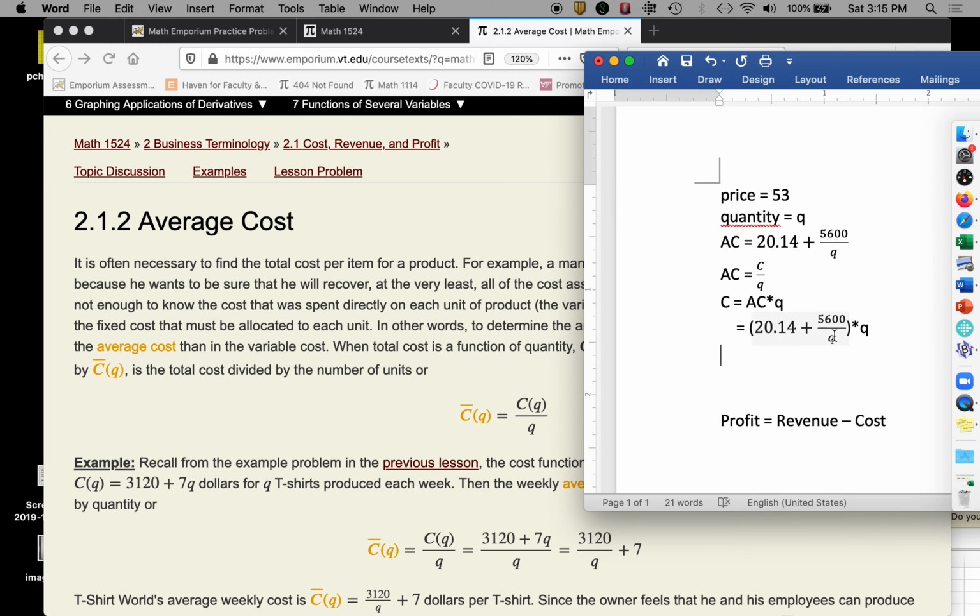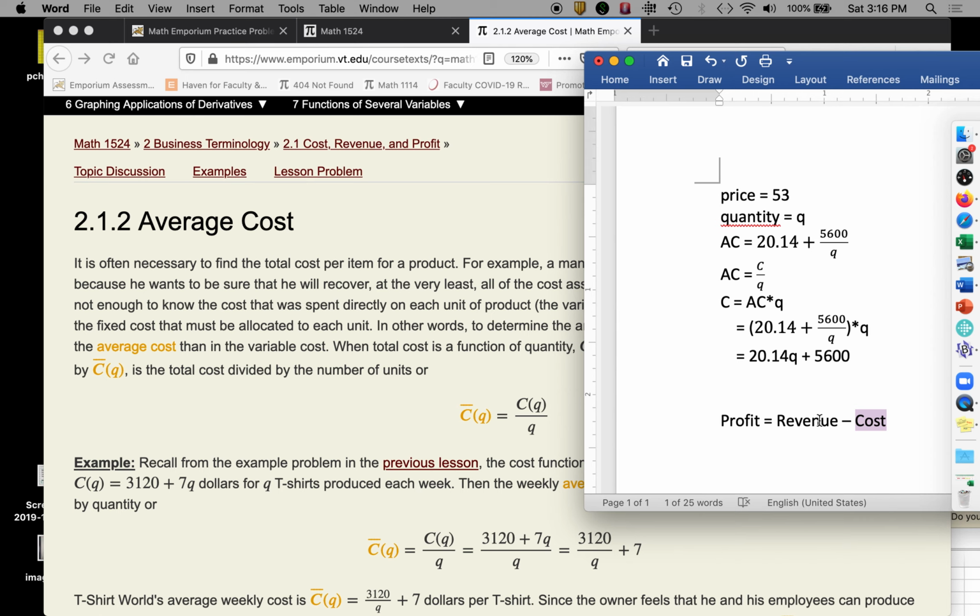All right, and I put it in parentheses because there are two terms, and I'm going to need to distribute the Q to both terms. So I replace the AC with 20.14 plus 5,600 over Q. All right, and when I distribute that Q, I get 20.14Q plus, and when you have the division by Q and then times another Q, they cancel, and I'll just get 5,600. All right, so that's my cost. So that's the part that goes right here, right? That cost goes right there.